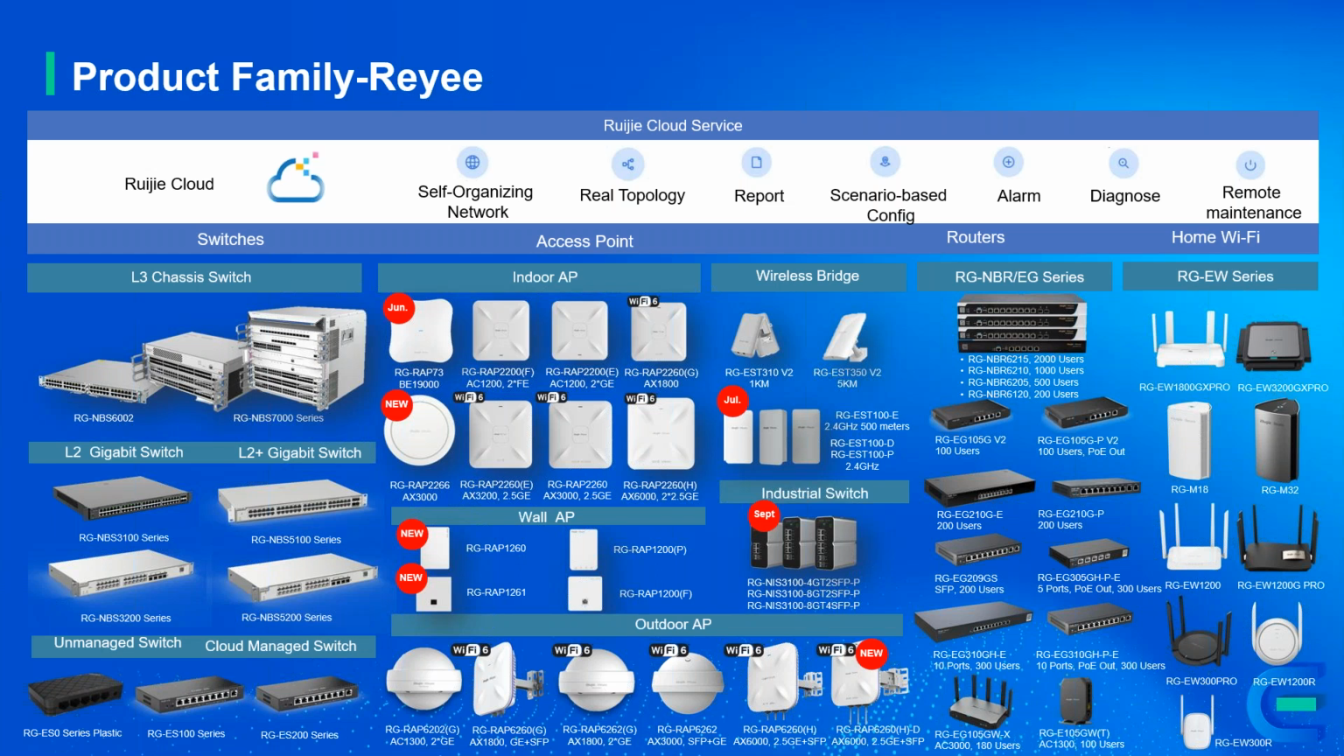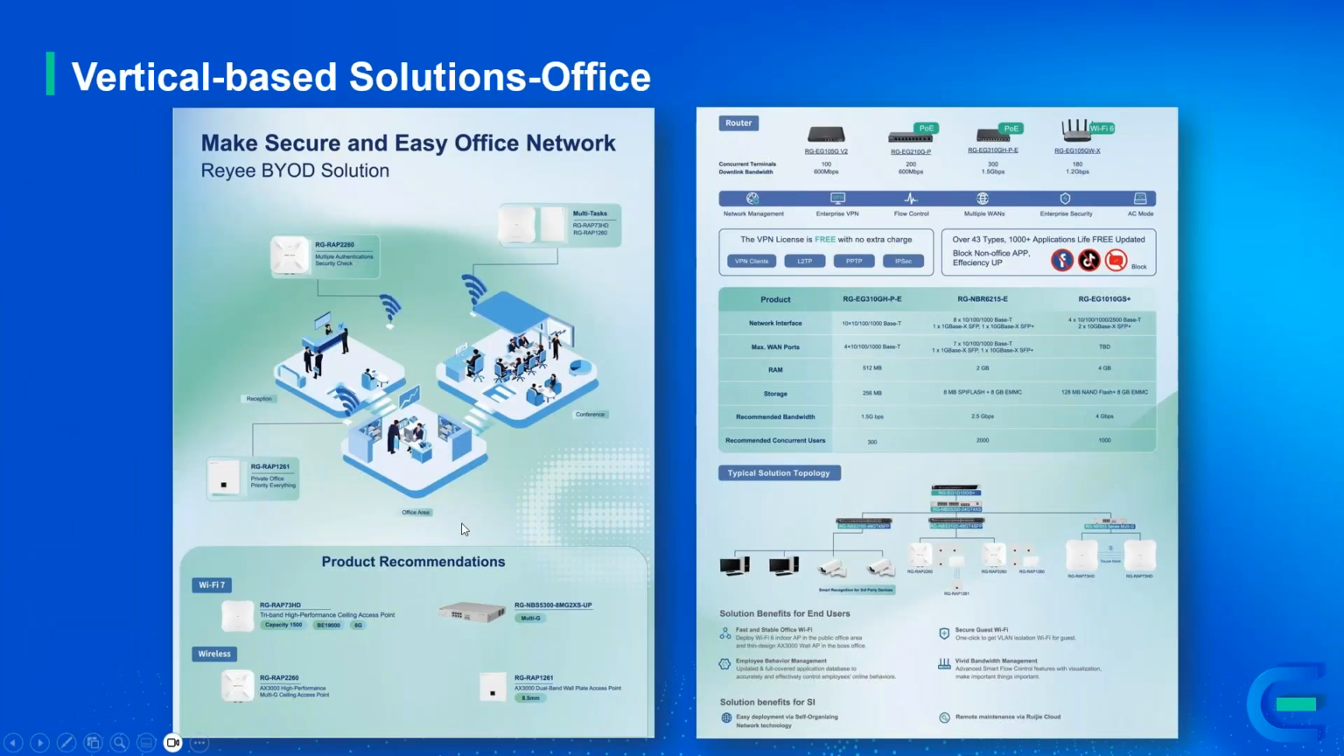And lastly we have our home Wi-Fi line. They have a mesh connection. It's only plug and play: press the button of the mesh, and we can have the entire network in our home, for example. So we offer solutions for different scenarios. I can give you a little example of one scenario.